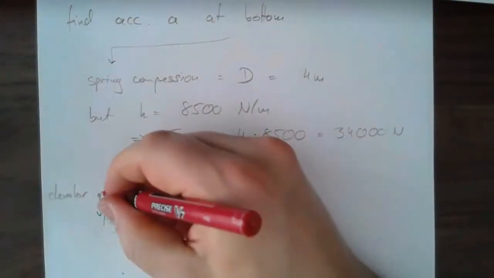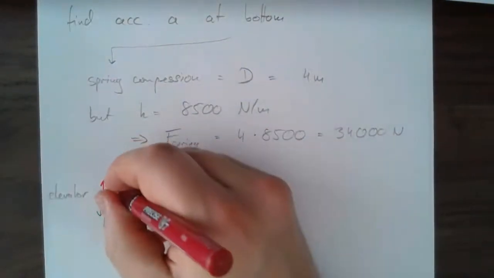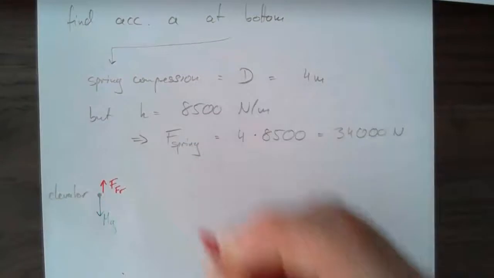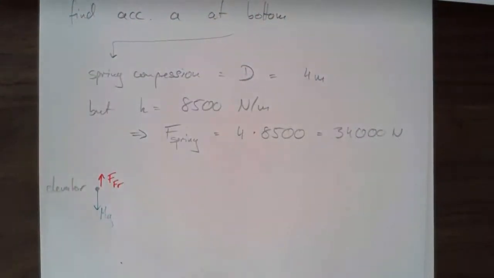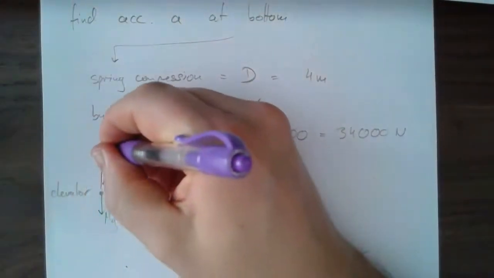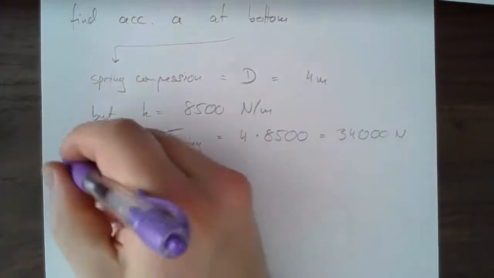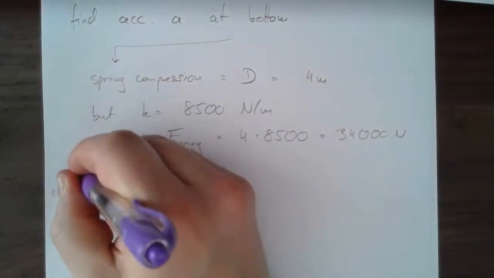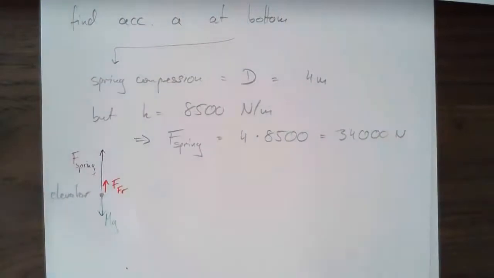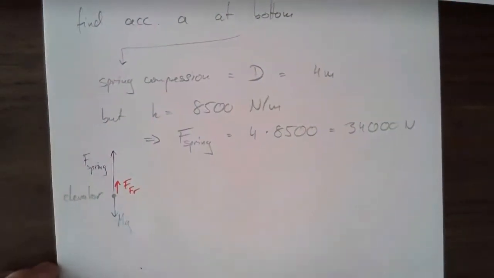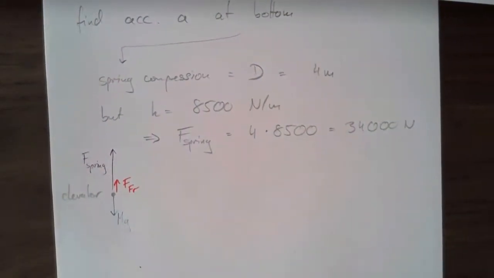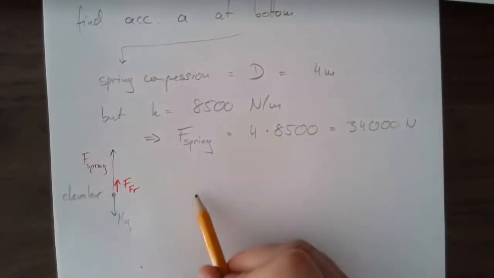It has a force of friction that's upwards, and it has the spring force. The spring force is going to be probably pretty big, so F spring. So those are the forces right at the bottom as the elevator comes to rest.